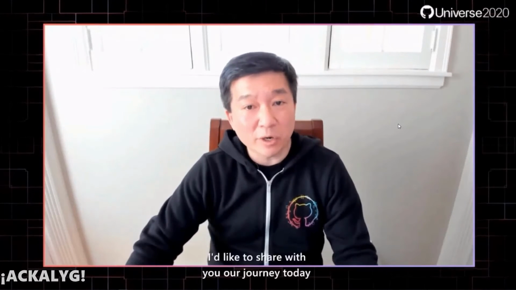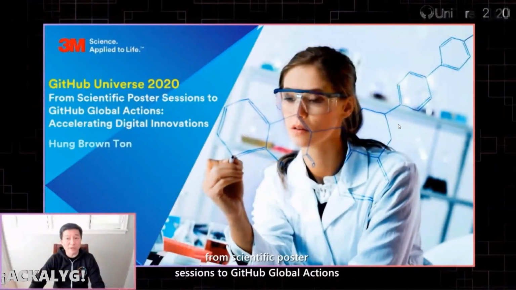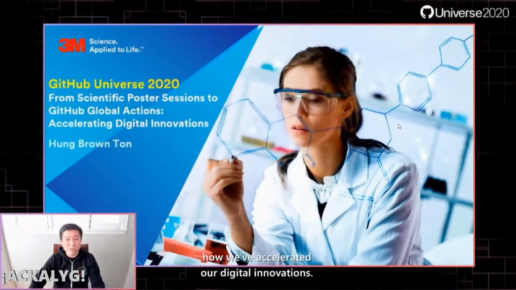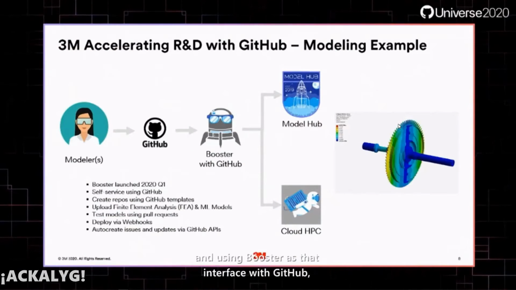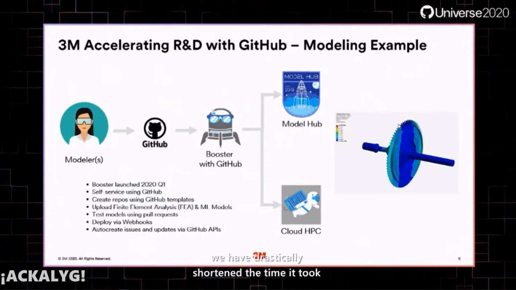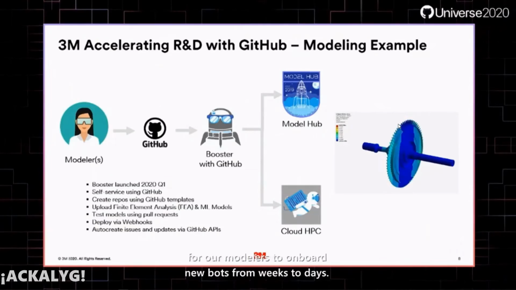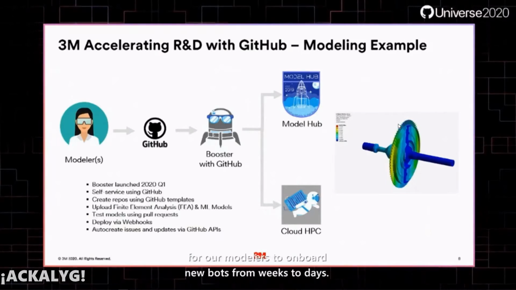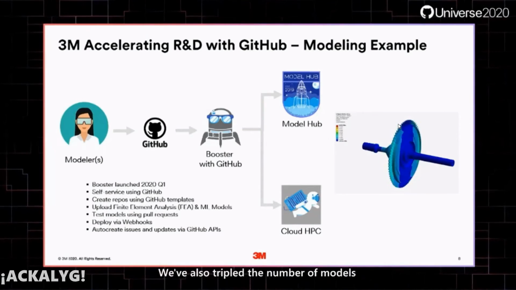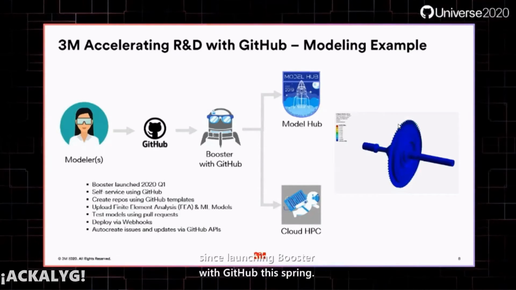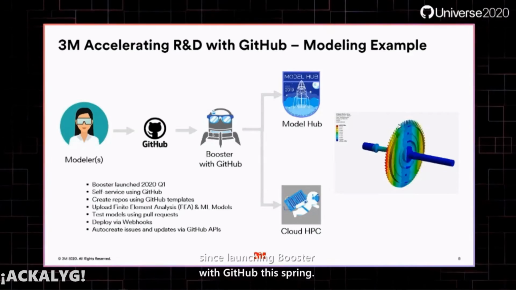I'd like to share with you our journey today from scientific poster sessions to GitHub Global Actions, how we've accelerated our digital innovations. By extending GitHub into our Model Hub platform and using Booster as that interface with GitHub, we have drastically shortened the time it took for our modelers to onboard new models. From weeks to days, we've also tripled the number of models since launching Booster with GitHub this spring.